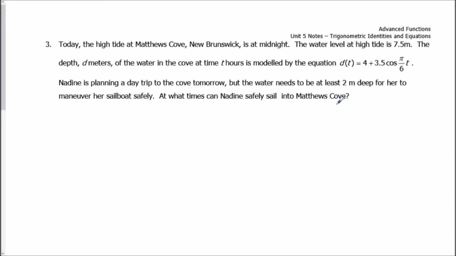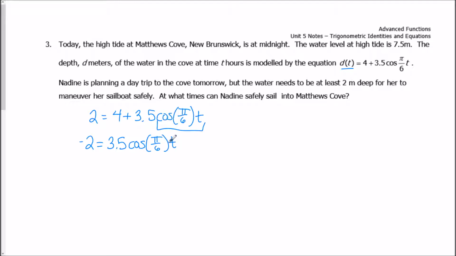Okay, so clearly what we want to do is plug 2 in for d of t. So we're going to say 2 equals 4 plus 3.5 times cosine of pi over 6t. And we're going to isolate this cosine of pi over 6t. So I'm going to subtract the 4. So I get negative 2 equals 3.5 times cosine of pi over 6t. Then I'm going to divide both sides by negative 3.5 right here. So I get negative 2 over 3.5 is equal to cosine of pi over 6t.